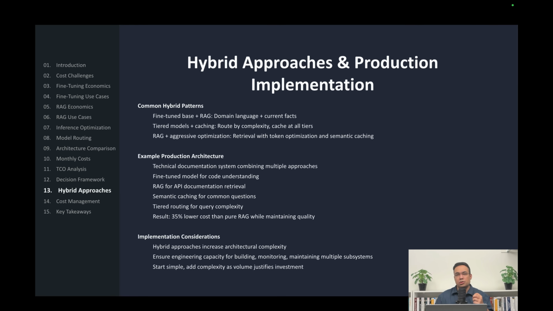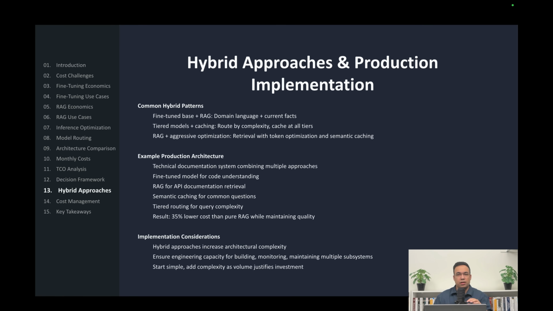Now a word of caution on implementation considerations. Hybrid approaches increase architectural complexity pretty significantly. You need to ensure that you have engineering capacity for building, monitoring, and maintaining multiple subsystems. So my recommendation is to start simple and add complexity as volume justifies the investment.